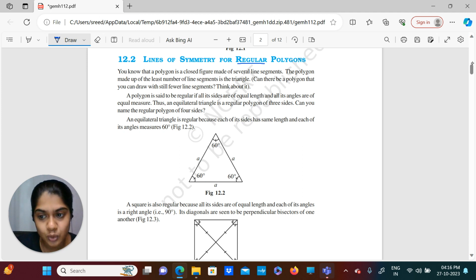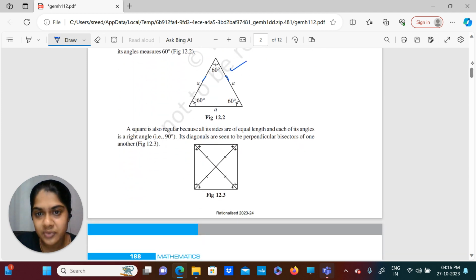What is meant by regular polygons? In regular polygons, all the sides will be equal and all the interior angles will also be equal. Look at this equilateral triangle. All the three sides will be equal and all the angles will be the same. So you can say that an equilateral triangle is a regular polygon.